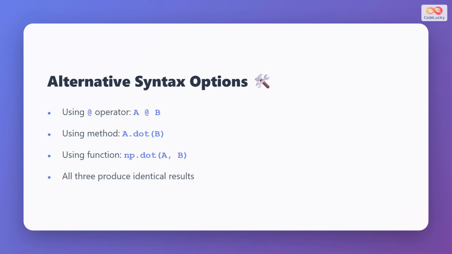NumPy provides 3 different ways to perform matrix multiplication, and they all produce identical results. The first option is using the @ operator, written as A @ B. The second option is using the dot method directly on the matrix, written as A.dot(B). The third option is the function we've been using, np.dot with A and B as parameters. You can choose whichever syntax feels most natural to you, as they're completely interchangeable and equally efficient.